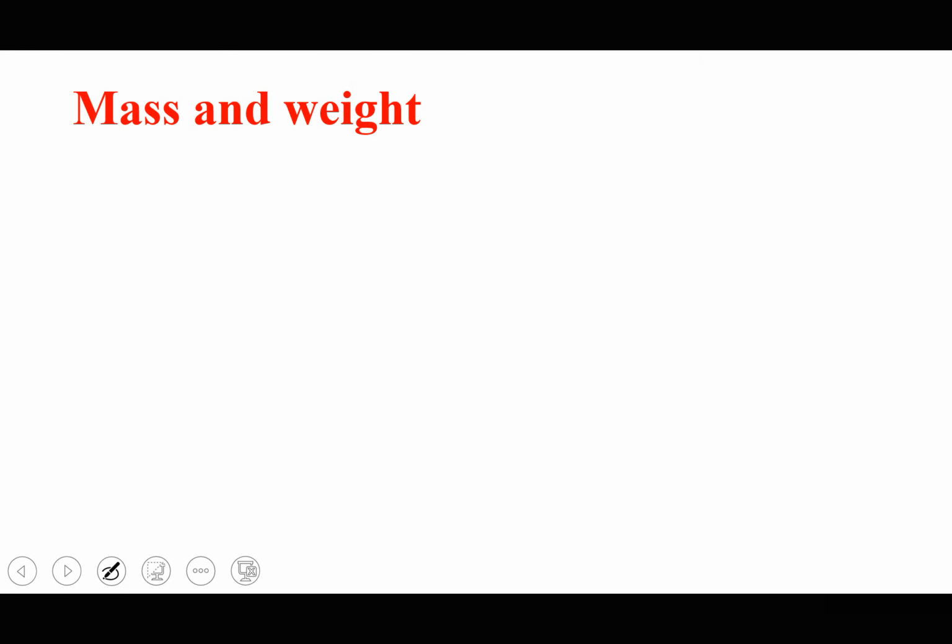So let's talk about mass and weight. Having stated Newton's laws, we now need to explore more about mass and weight. You might have talked about this in IGCSE. So let's just remind ourselves about mass and weight as it was mentioned in IGCSE.